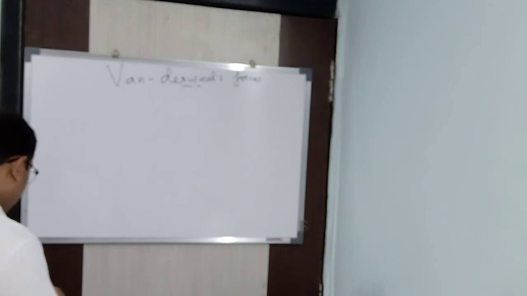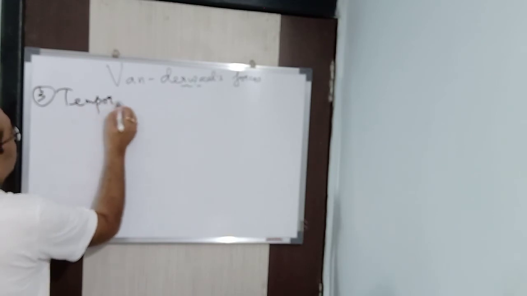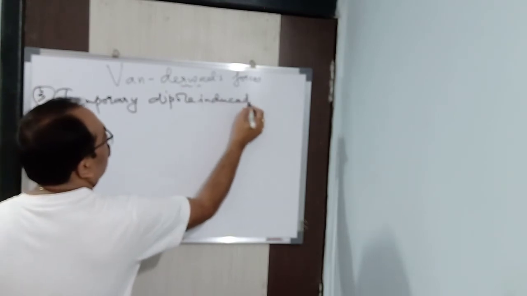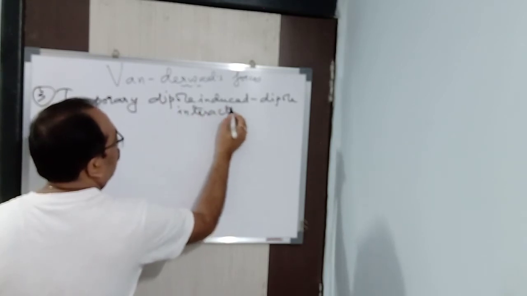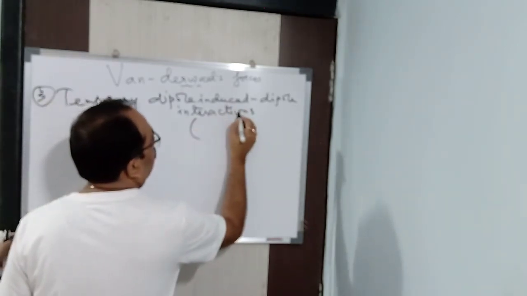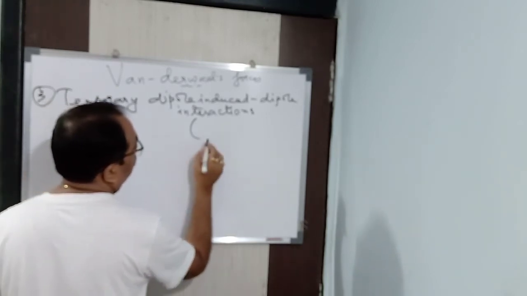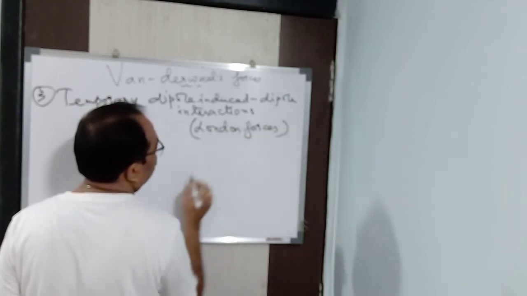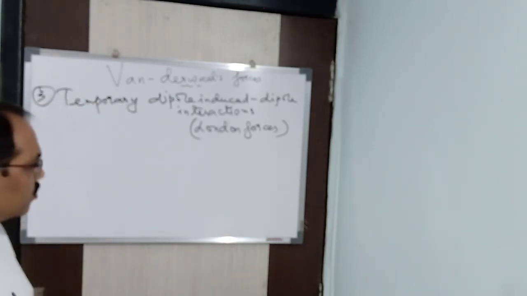Now the third one is temporary dipole induced dipole interactions. Clear? So what is the example we can give for it? We can give another name for it. It is nothing but London forces or dispersive forces. Dispersive, D-I-S-P-E-R-S-I-V-E, dispersive forces. London forces or dispersive forces.